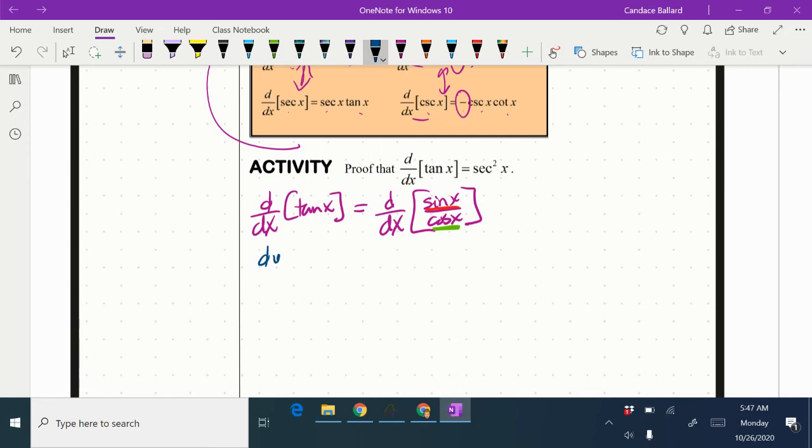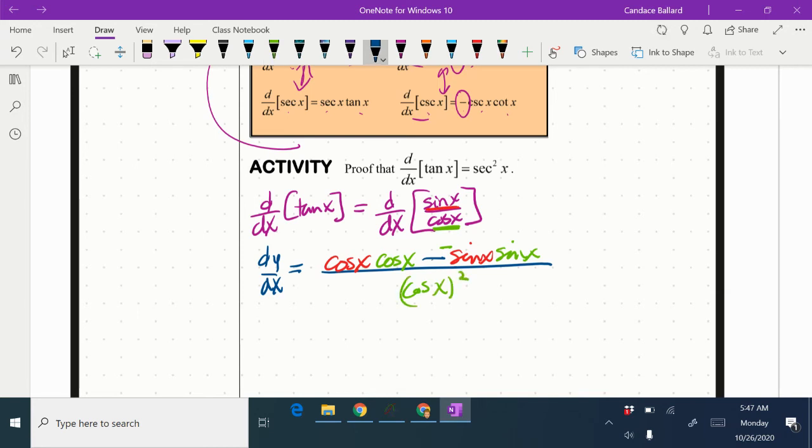So dy/dx equals the derivative of the red. The derivative of the red would be cosine x. Keep the green the way it is, cosine x. And then I'm going to subtract: keep the red the way it is, so sine x. And then the derivative of the green is negative sine x. And then we are all over the green squared.